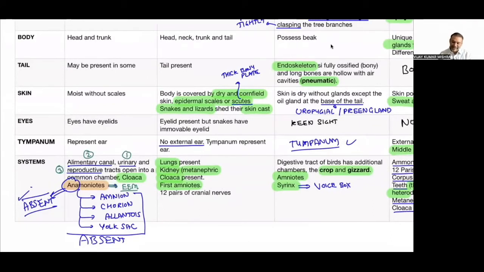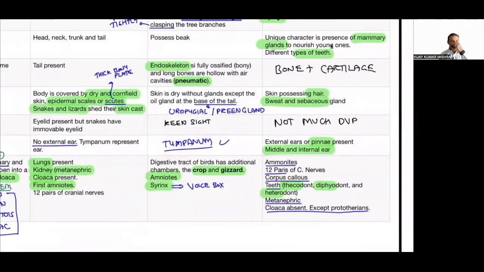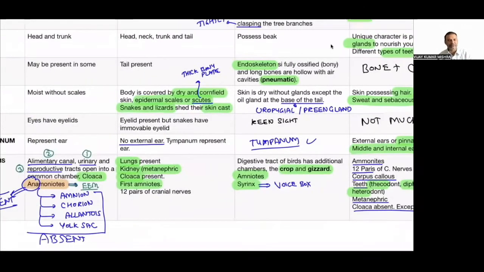Tympanum represents the ear. Tympanum is a part of the internal ear that you know. No external ear is present in some, but tympanum is going to be present again. Tympanum is present here also, and here the external ear is present, that is called pinna. This is called the external ear, nothing but the pinna. Middle ear, internal ear, malleus, incus, stapes, all these details you have to study in the nervous coordination of the ear and eye.